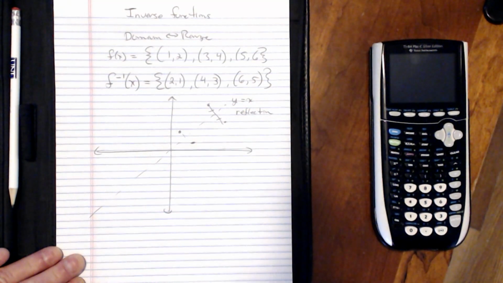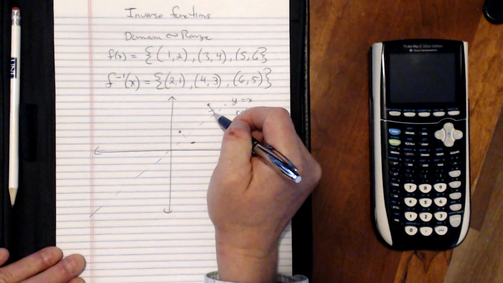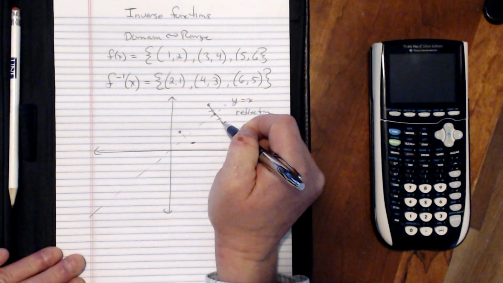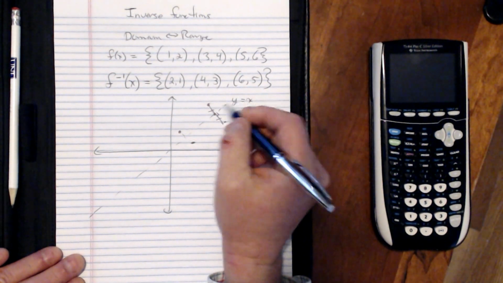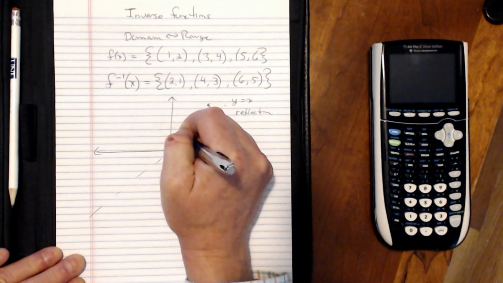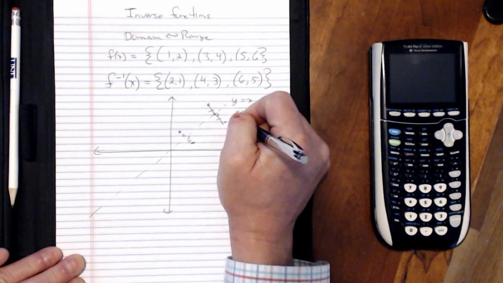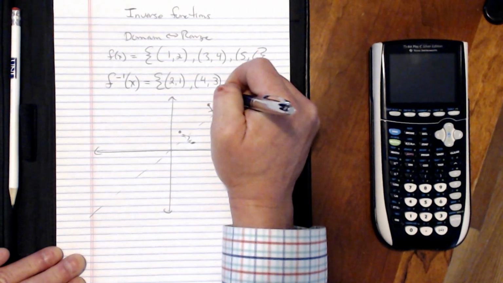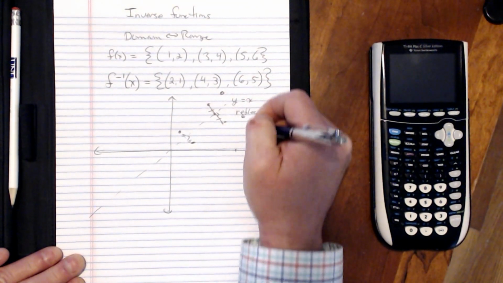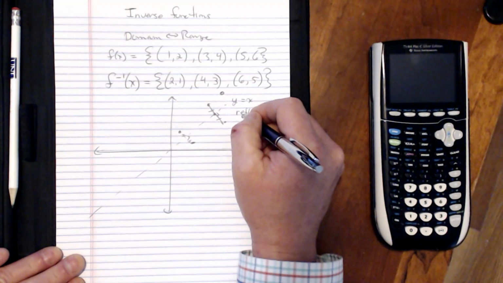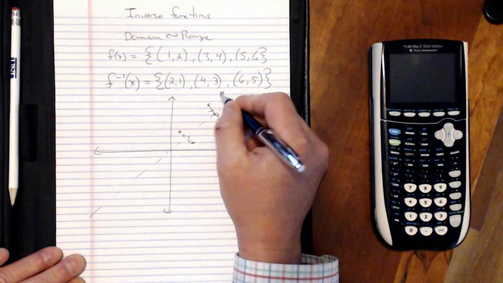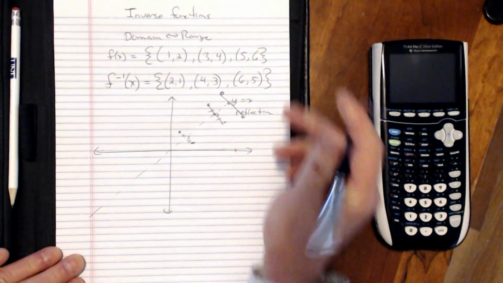Now, when you reflect something over a line, this segment here is congruent to this segment here, and they'll reflect at right angles. So you can imagine (5, 6) would be somewhere over here, and that reflects to (6, 5), or no, sorry, this is (6, 5) over here, and that reflects to (5, 6). So the same thing happens.